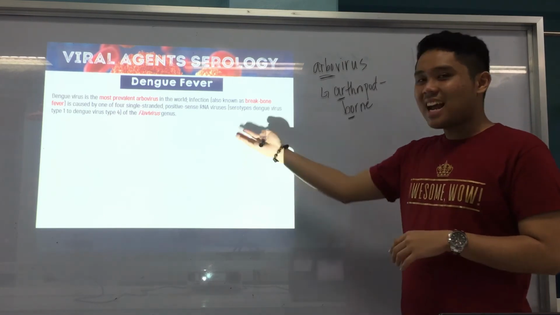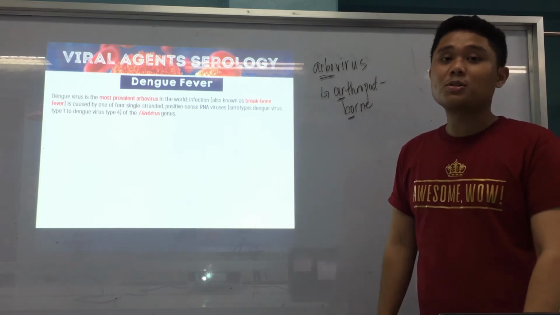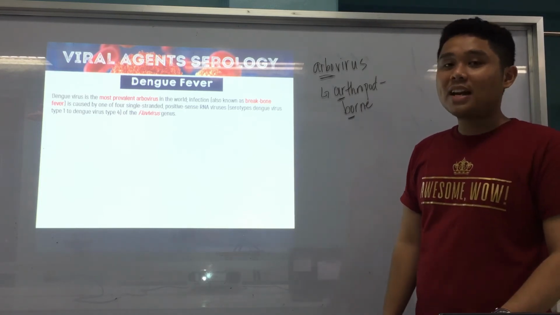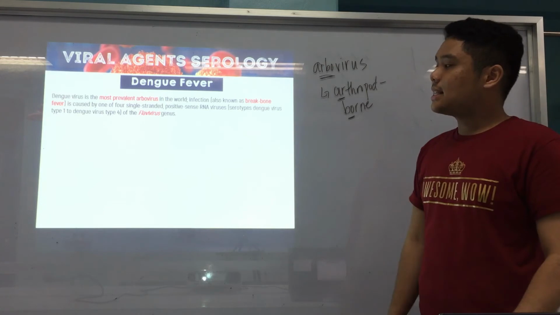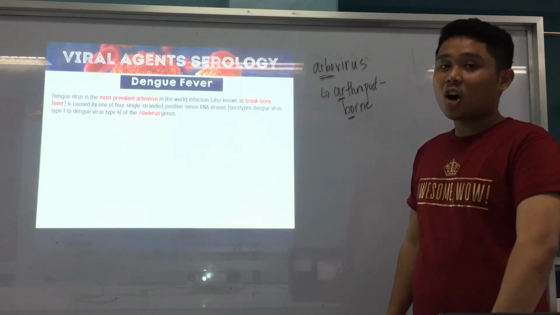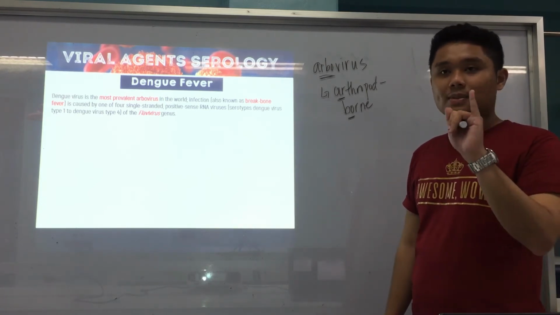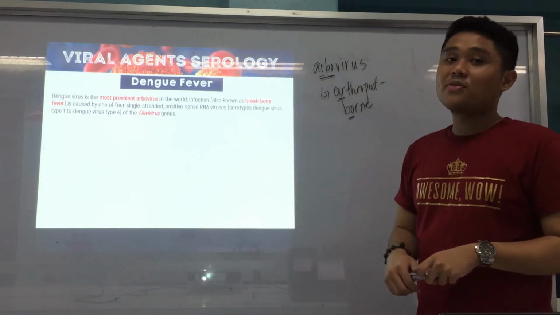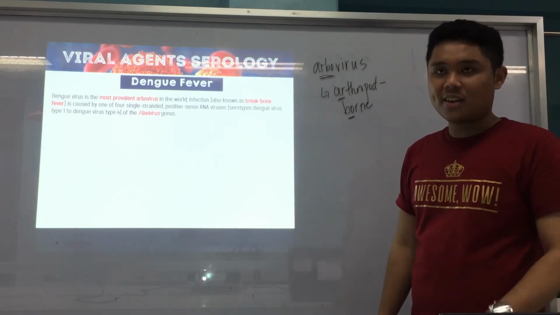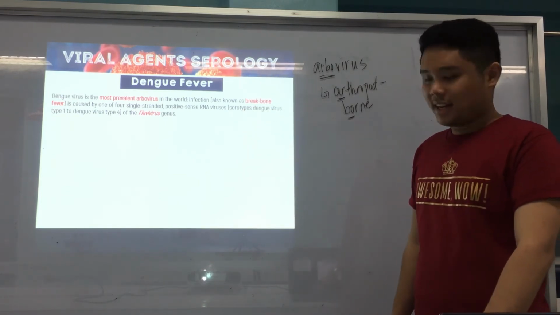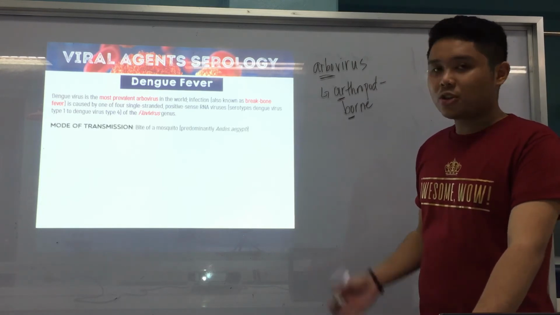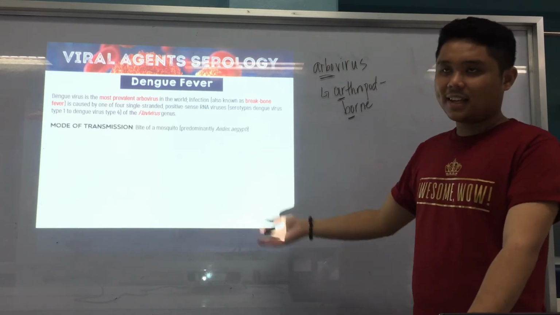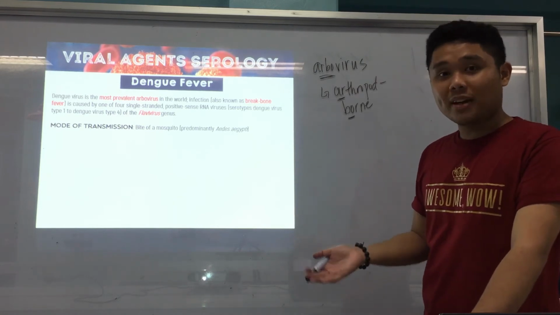Okay. Alright, and dengue virus is again the most prevalent arbovirus in the world. It's a single-stranded, positive-sense RNA virus with 4 serotypes, 1, 2, 3, 4, of the genus Flavivirus, family Flaviviridae. And mode of transmission, again, is the bite of the mosquito, Aedes aegypti predominantly, and it can also be Aedes albopictus.